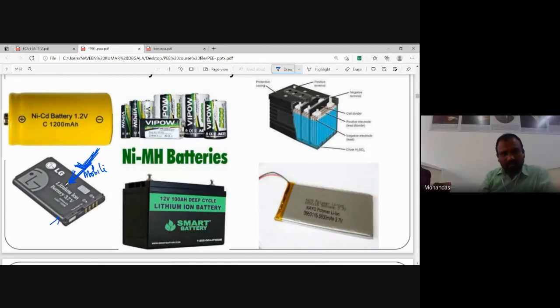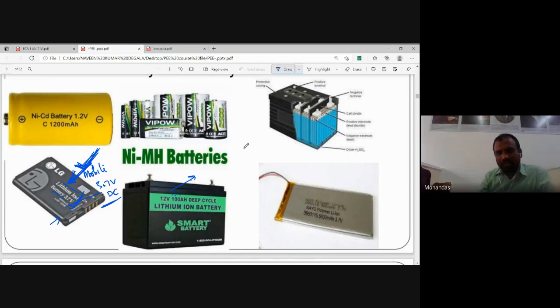So the rating is this. The type of the battery is a lithium ion battery. This is 3.7 volts DC. Without this battery, the power supply is not available for the mobile. In automobiles, this type of batteries are available. So these are the sources. This is the source.